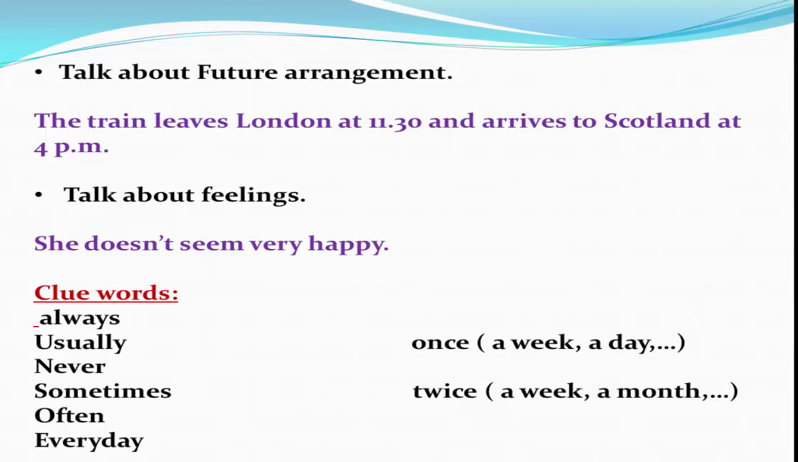She is sad. They are hungry. I'm thirsty. They are hungry. We are happy, etc. So let's see clue words. As I said at the beginning, in each paragraph or sentence you find clue words.